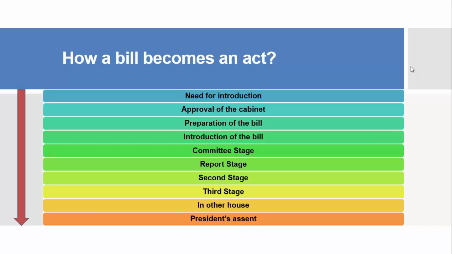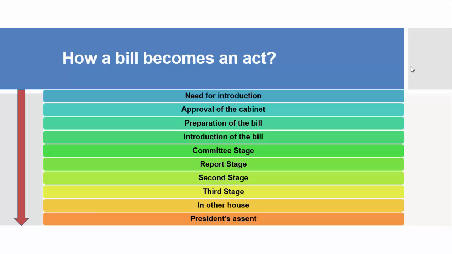Another stage is the committee stage. The bill is discussed or it is sent to a committee where it is examined minutely. The committee prepares a report and, if necessary, makes changes in the bill. Another stage is the report stage. The committee gives its report, which is examined and discussed in the House, which may or may not accept it.